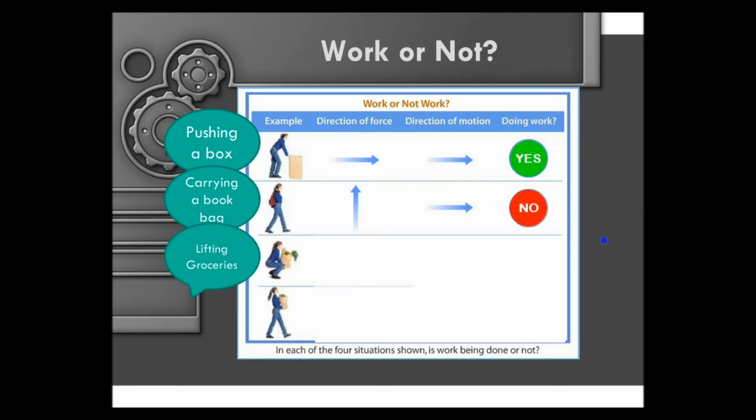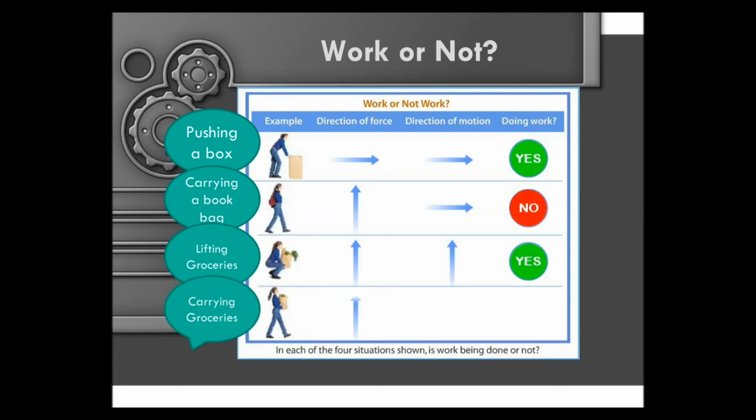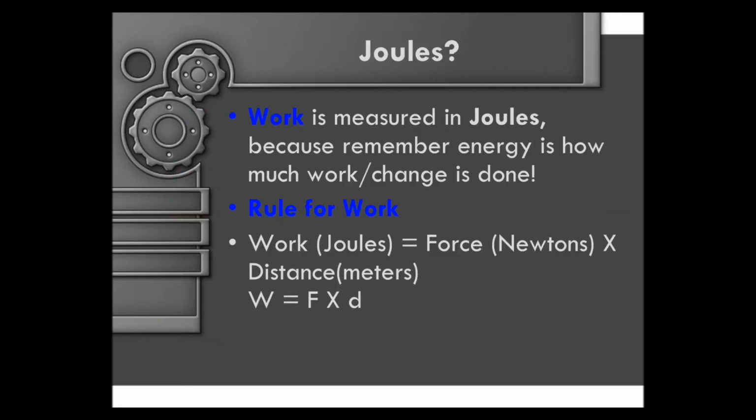If I'm lifting groceries, the force I'm applying is up, then the direction of the motion is up, and so that would be work. But if I'm carrying groceries, the force I'm applying is still up, but the direction of the motion is horizontal, so that would not be work. So the unit for work is joules. Remember, joules is how we measure energy, so work is actually a measure of energy.